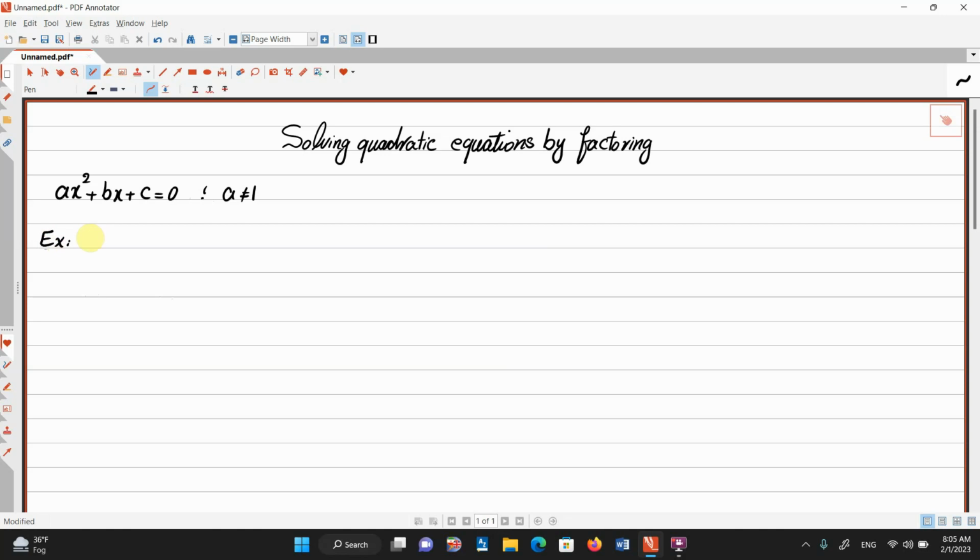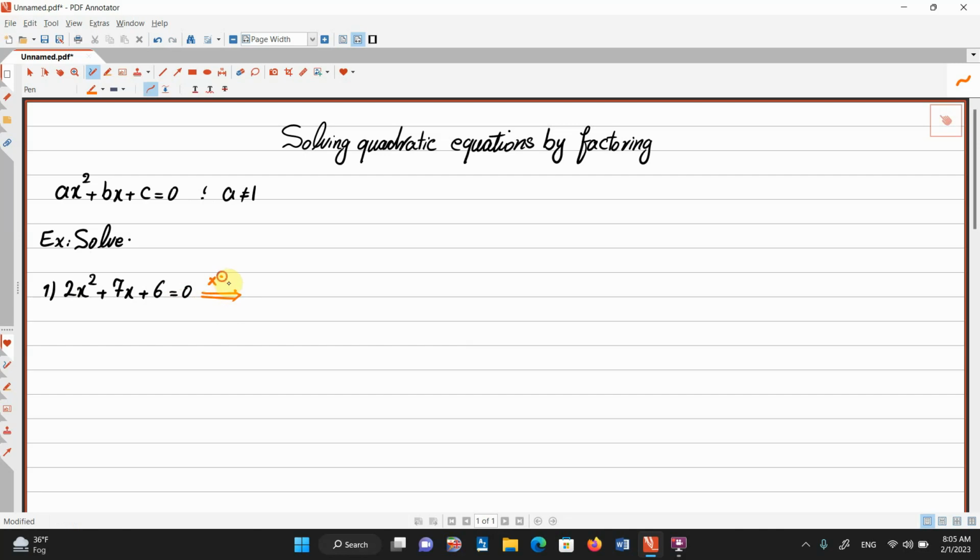Example, solve. As the first example, I'm going to write the equation 2x squared plus 7x plus 6 equals 0. As you see, guys, in this equation the leading coefficient, I mean this number, is not equal to 1. And I'm going to solve this one by the sum and product method. First, I'm going to make some changes to this equation.